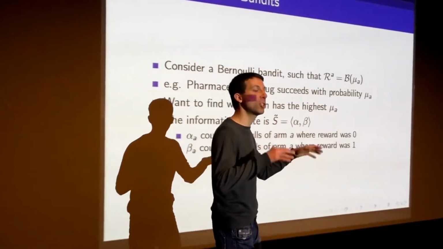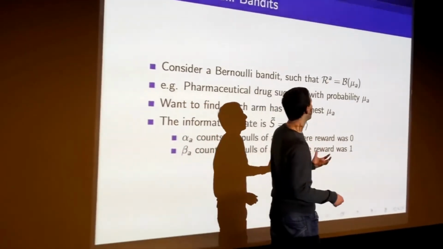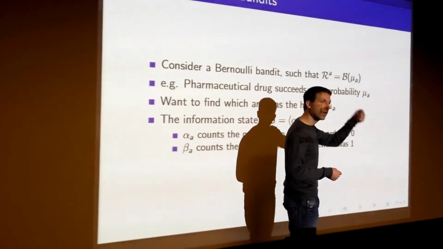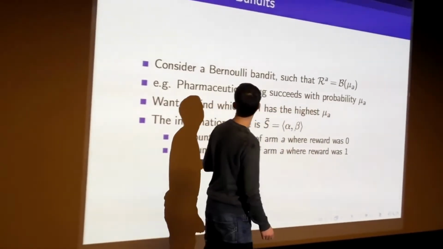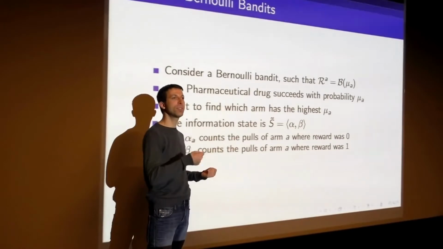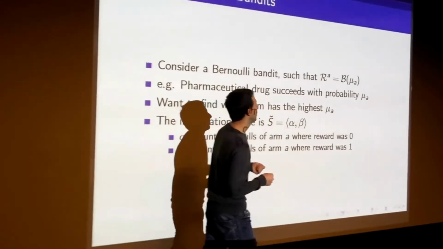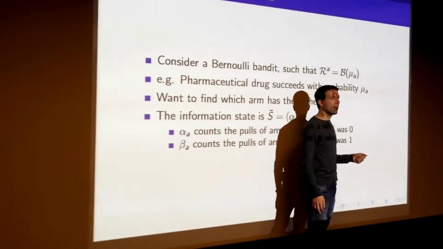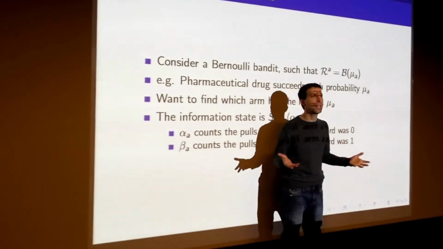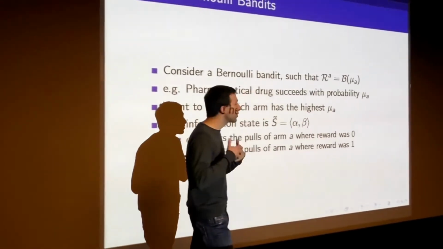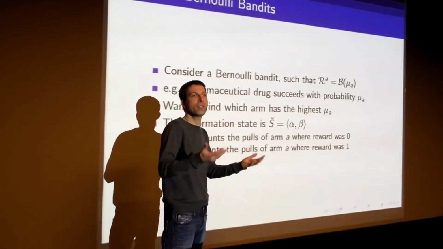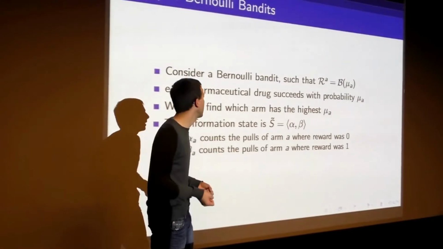Or we can think of this as our machines with the octopus again. This is the payout of those machines, the probability that this machine will actually pay out when I pull it. An example of this would be a pharmaceutical drug company that wants to do a test and try someone on this drug. With probability mu a they get better, with probability 1 minus mu a they don't get better, and that's your Bernoulli bandit problem. You want to find the drug that's got the most chance of succeeding.